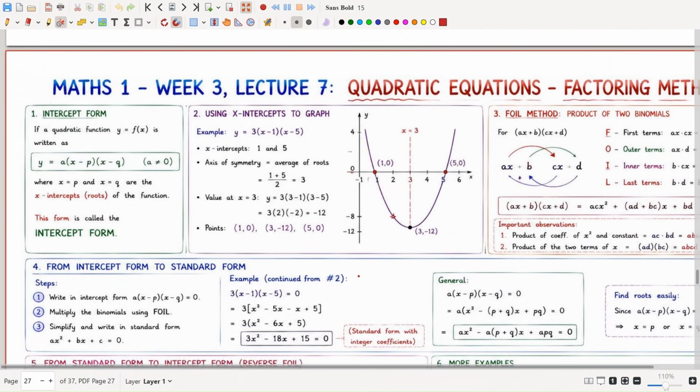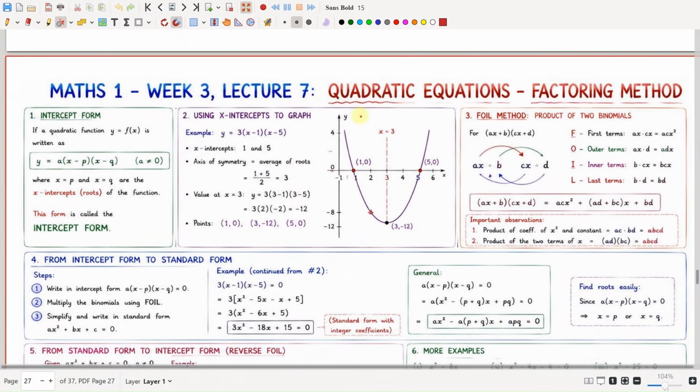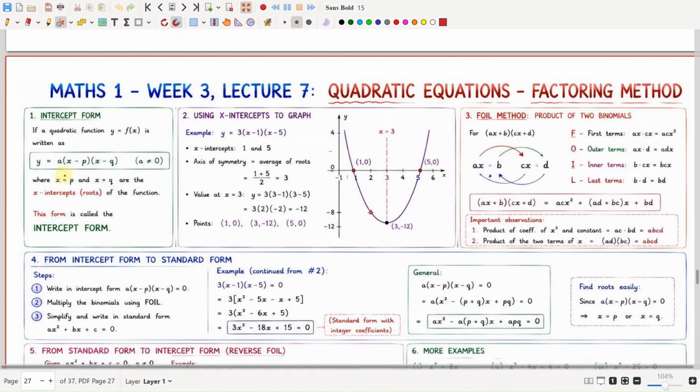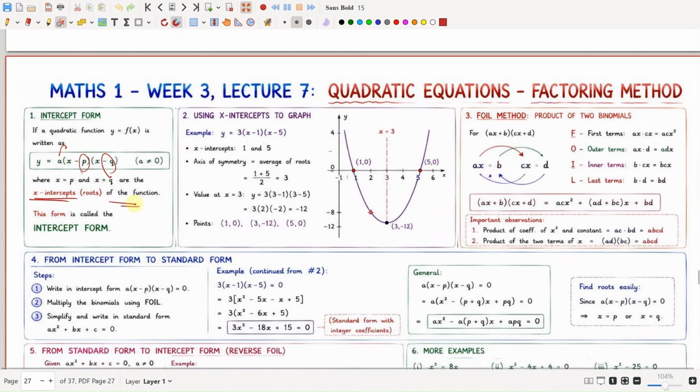Now, let's move on to the quadratic equation factoring methods. What are all the methods you will be using to factorize quadratic functions? First, we have the intercept form. The function y is equal to f of x can be written as y is equal to a into x minus p into x minus q. So a is some coefficient, and p and q are the x-intercepts of the function. This form is what we call the intercept form.